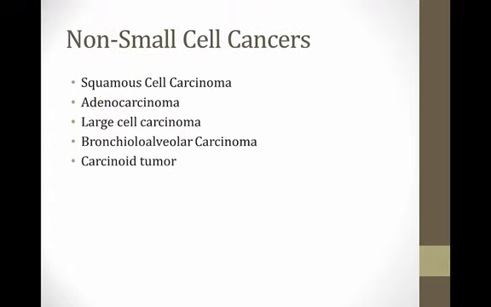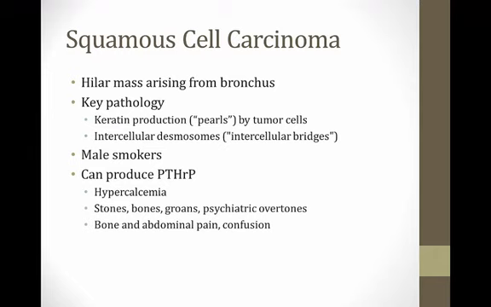Now we're going to talk about the non-small cell cancer, and what's confusing about these cancers is that there are 5 different subtypes you need to know. So we'll talk about the squamous cells and the adenocarcinomas, and then we'll go into the large cells, and then 2 relatively uncommon subtypes are bronchiolo-alveolar carcinoma and carcinoid tumor. So let's talk about squamous cell carcinoma first.